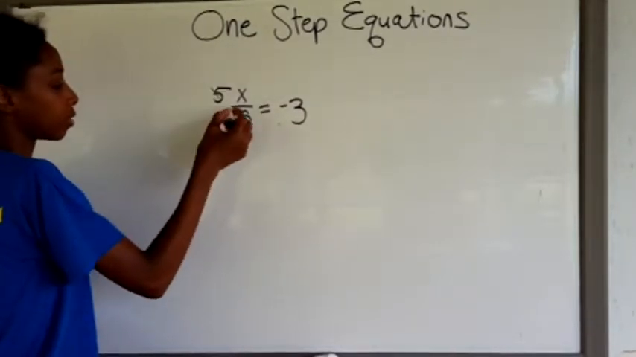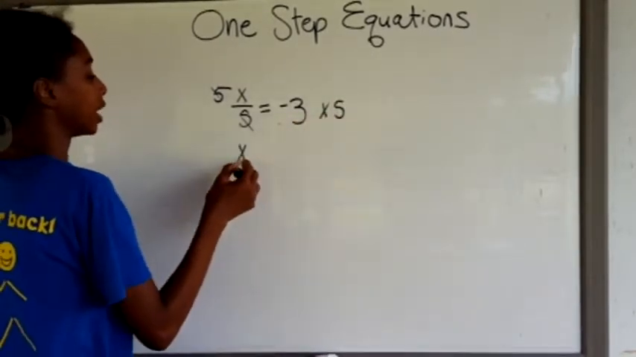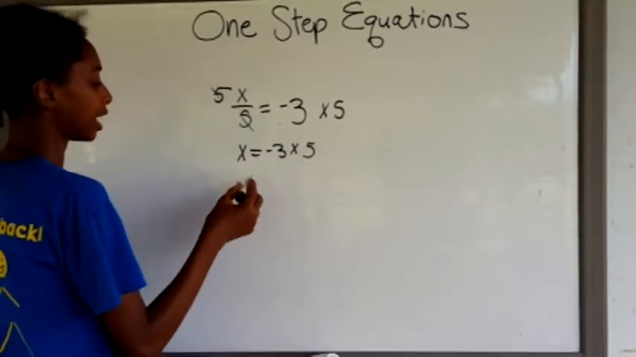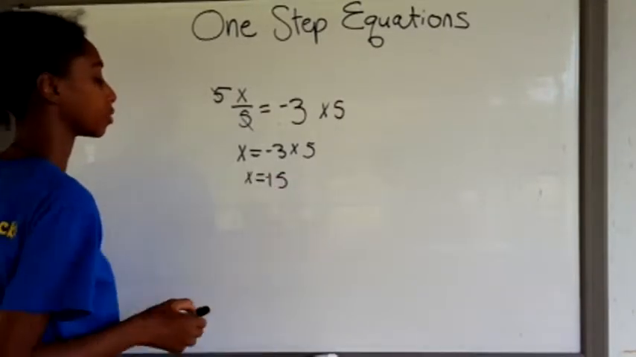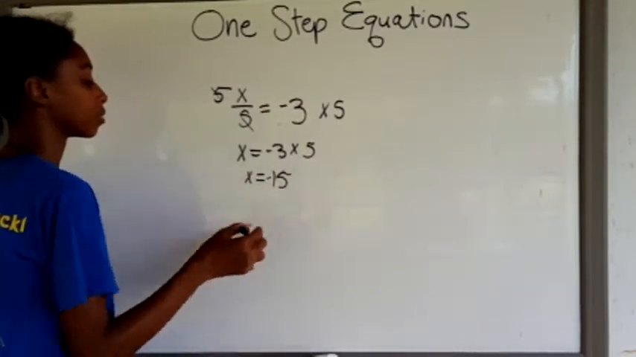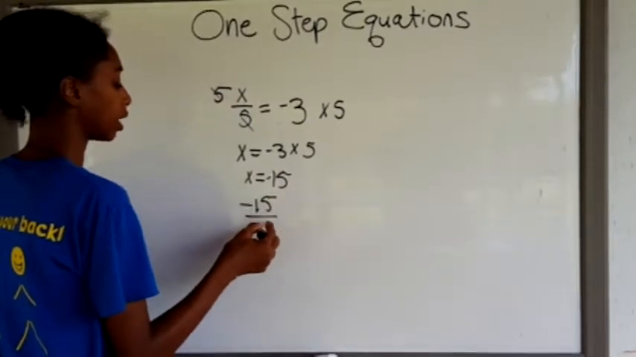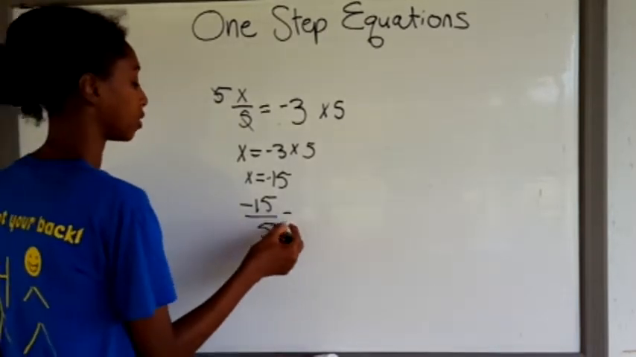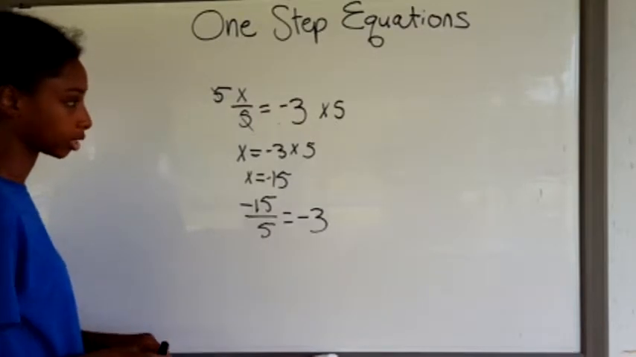And this crosses out. And then we multiply by 5 on this side. So x equals negative 3 times 5. Negative 3 times 5 is negative 15. So if we plug that in, we have negative 15 divided by 5. A negative divided by a positive is a negative. And we know 15 divided by 5 is 3. So that is correct.